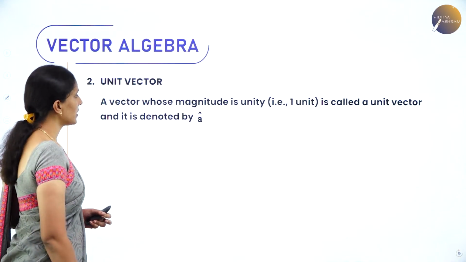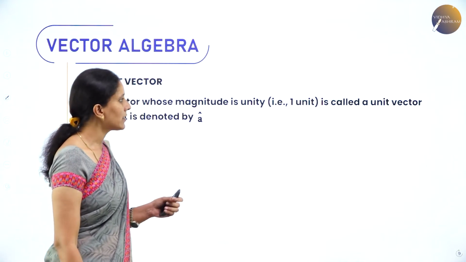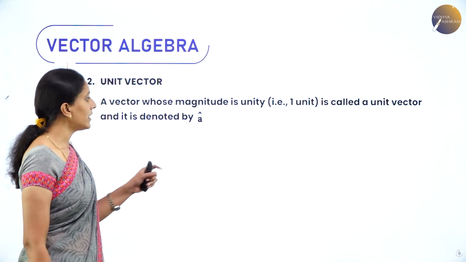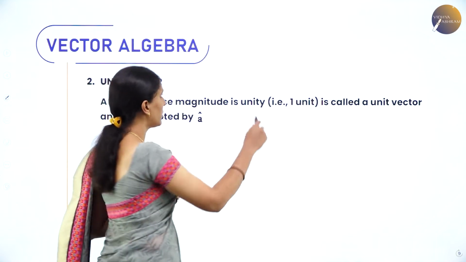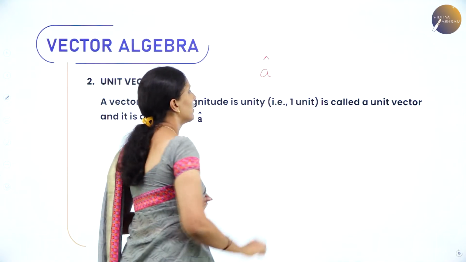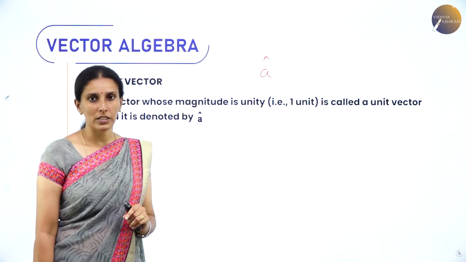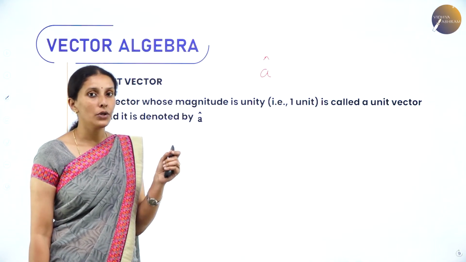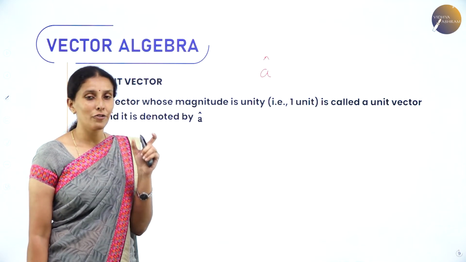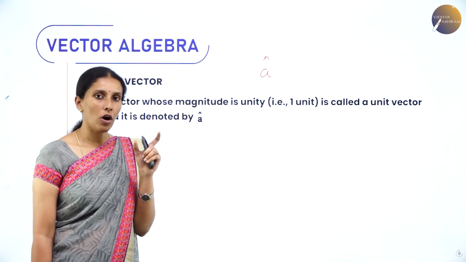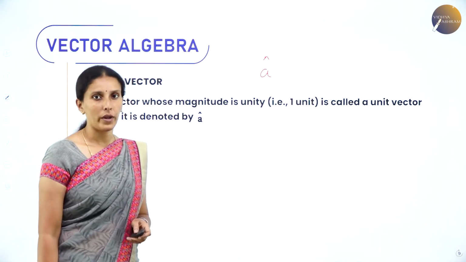Next, unit vector. A vector whose magnitude is unity, or 1 unit, is called a unit vector and it is denoted by a cap. So the symbol represents a cap. If you put a cap over any variable, then it represents the unit vector. So when I say b cap, it is a unit vector. Therefore, its magnitude is 1, that means the length of the vector is 1 unit, then it is called a unit vector.